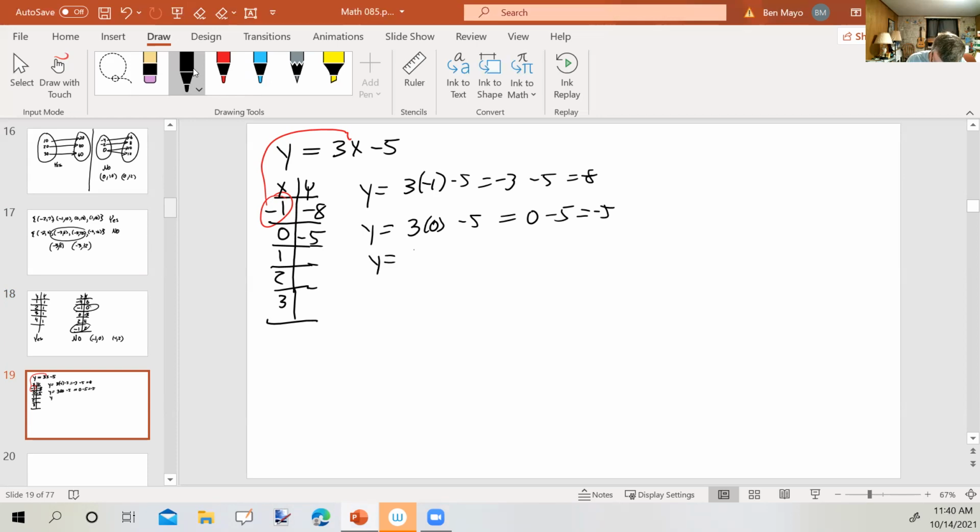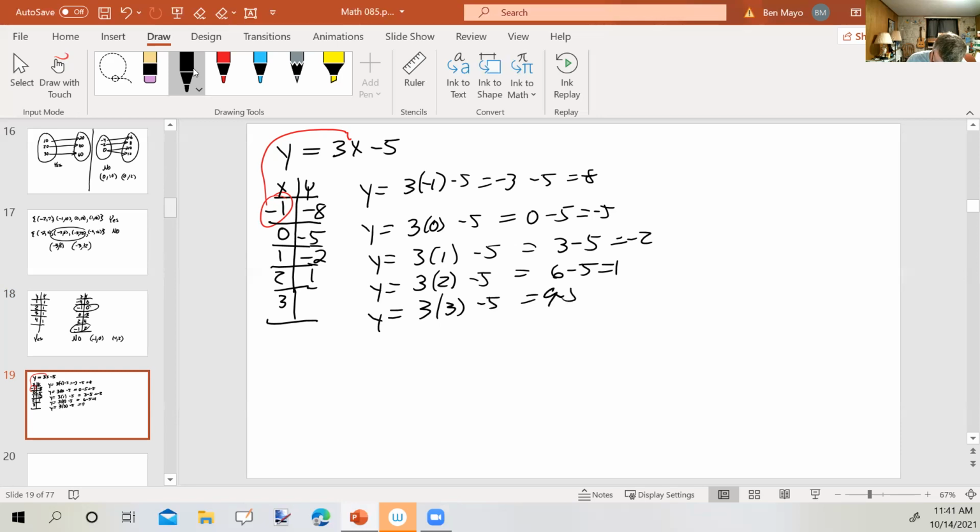If x is 1, we'd have 3 times 1 minus 5, which is 3 minus 5 or negative 2. If x is 2, we'd have 3 times 2 minus 5 or 6 minus 5 or 1. And finally, if x is 3, we'd have 3 times 3 minus 5, which is 9 minus 5, which is 4. Okay.